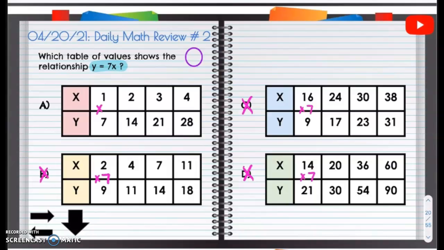1 times 7, does that equal 7? Yes. 2 times 7, does that equal 14? Yes. 3 times 7, does that equal 21? Yes. 4 times 7, does that equal 28? Yes, so our answer here is going to be A. And that's going to be it. And remember, you have to make sure that the same thing is true for the whole table.